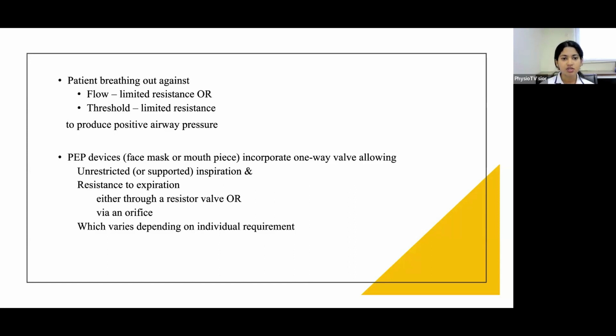So the devices which utilize this therapy, which consist of a face mask or a mouthpiece, incorporate a one-way valve. What this valve does is it allows for unrestricted or in some cases supported inspiration, but the expiration is where the valve causes a restriction to the airflow, leading to the positive airway pressure. And this device is dependent on each and every patient's and individual's requirement.